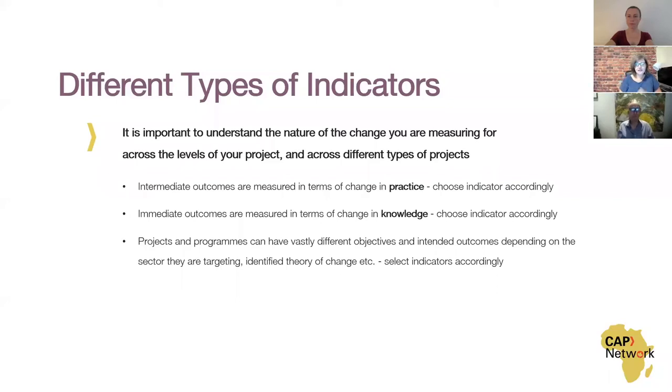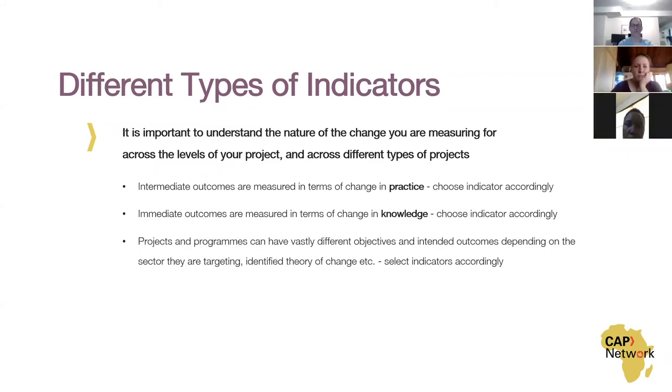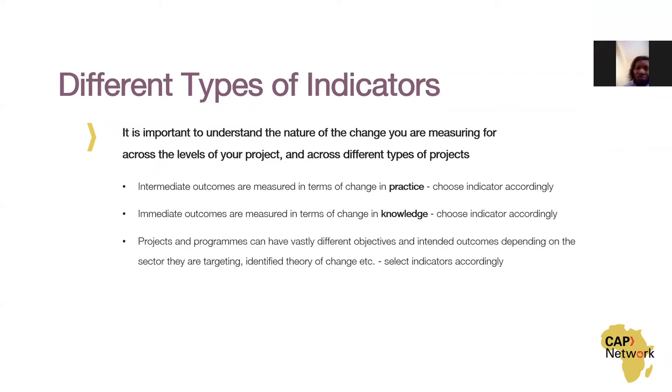An immediate level outcome indicator is generally looking at knowledge or capacity or skills. So it's around learning and what people know and have the capacity for. Sometimes it's about access, and the indicator needs to measure those accordingly.